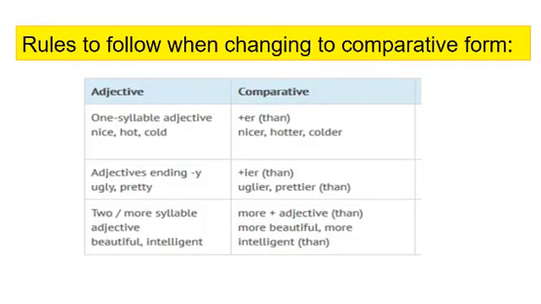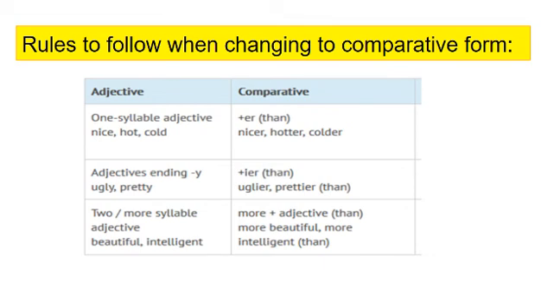We have rules to follow when changing to comparative form. Look at this table given. Whenever you face a problem in solving any exercise later on, you can go back to this table. It will help you a lot. Back to the rules we should follow. Rule number 1. If it's a one-syllable adjective, we add er, such as cold, colder. We have to add than after the adjective when we're finished.